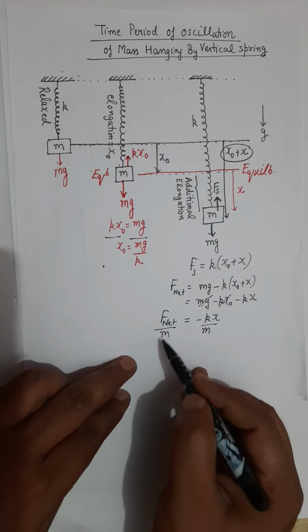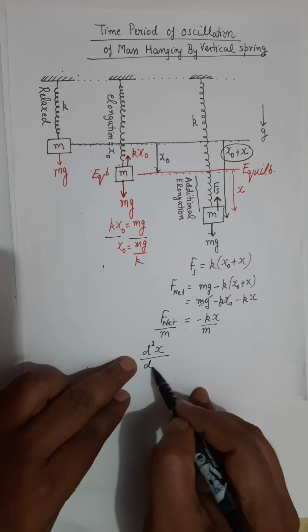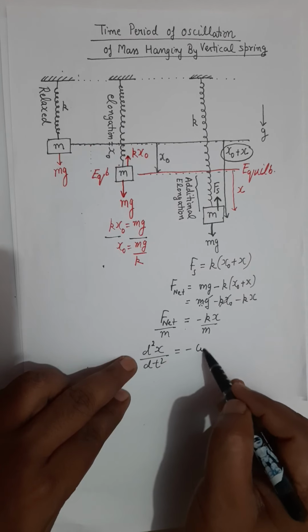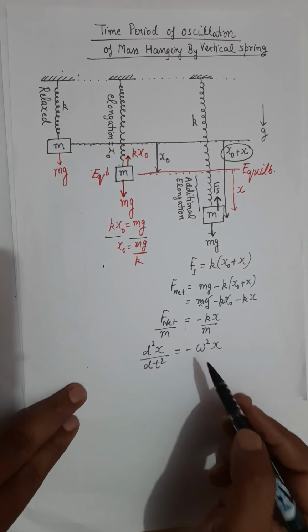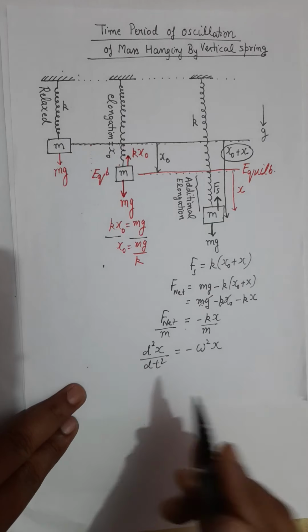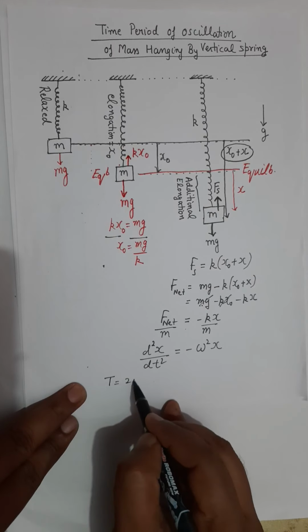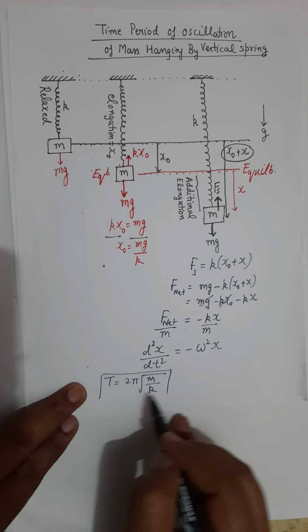You divide this net force by the mass of the object, by Newton's second law, you get the acceleration, and you can write the acceleration as the double derivative of x, which is minus omega square x. This is a differential equation related to simple harmonic oscillations, and you get the time period capital T as 2 pi root of m by k. That's the time period definition now.